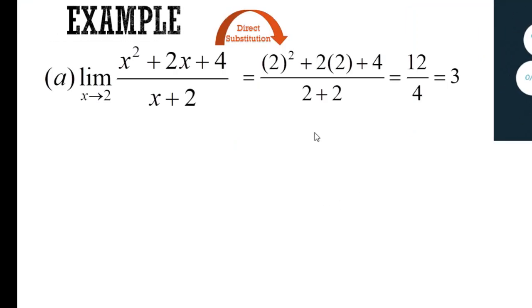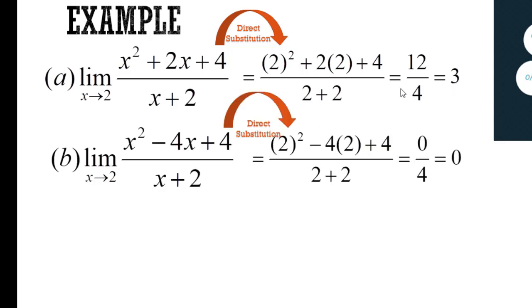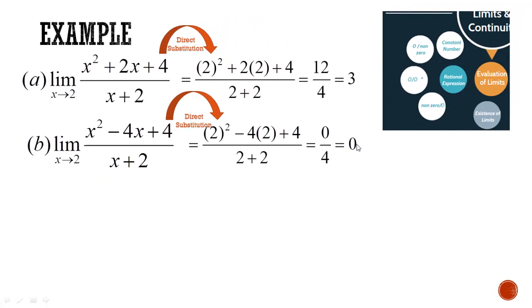For example A, after the direct substitution, we get that the numerator over denominator is a ratio of 3. So that will be a constant number. B, after the direct substitution, numerator with the 0 but the denominator with a 4. So logically, 0 over 4 or 0 over any constant number, the answer must always be 0.